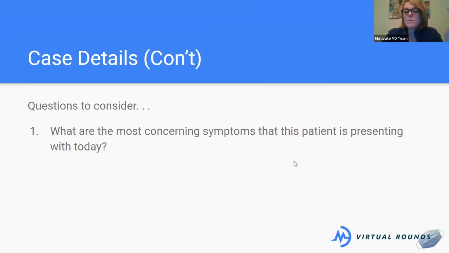Good. Yeah, he used to be very active. He used to walk his golden retriever a lot, and now he's having lightheadedness. Exactly. What else? Any other symptoms that we should be concerned about for this guy? Shortness of breath. Good. Left upper quadrant abdominal pain. Good. Perfect. And unexplained fatigue.